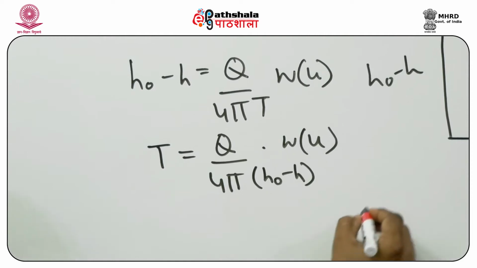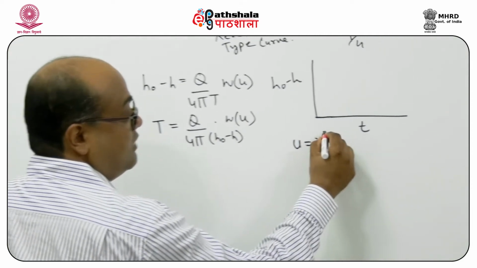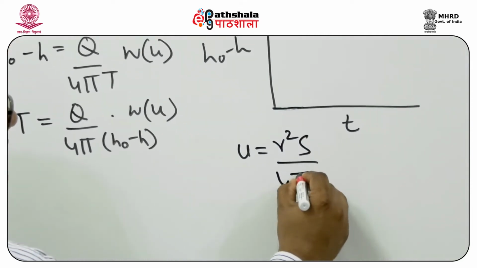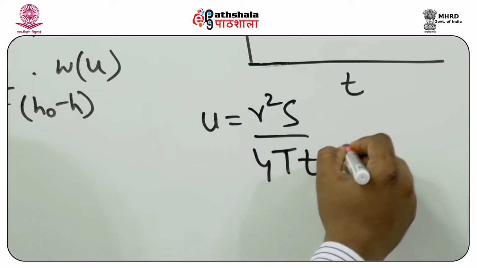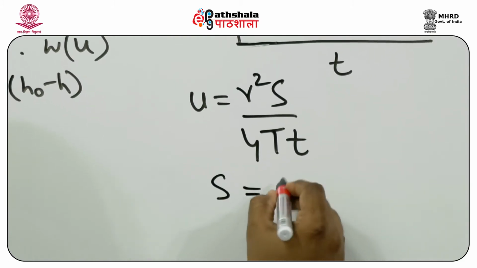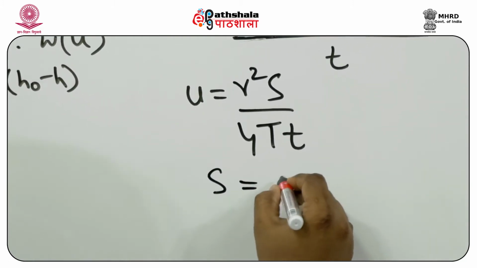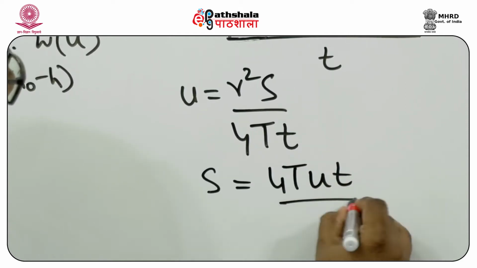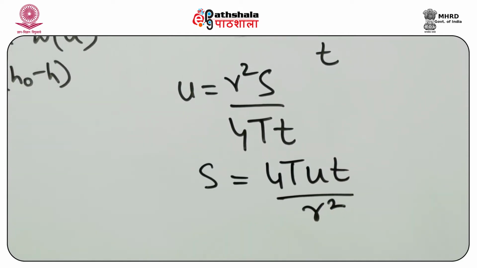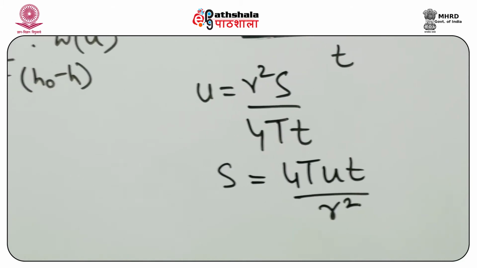How? Because we know the value u is equal to r squared S by 4 T t, which is in time. So what we can do is rearrange this equation and write S equals 4 T u t by r squared. Okay, so here, what is the solution to this?